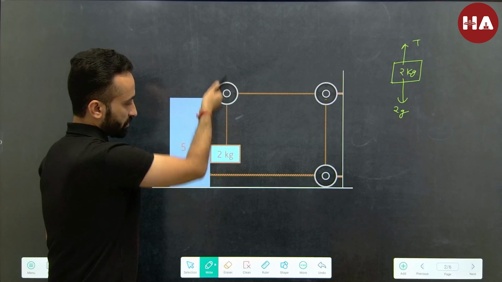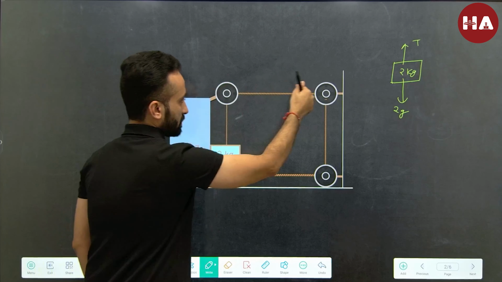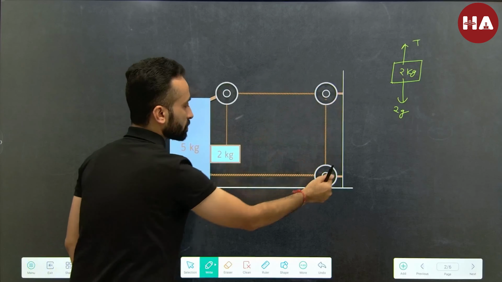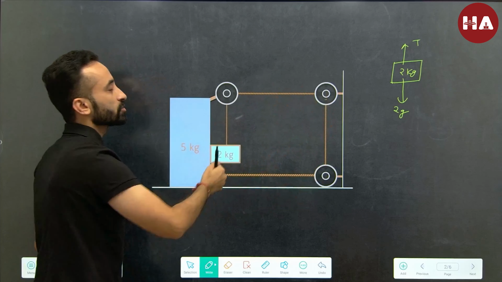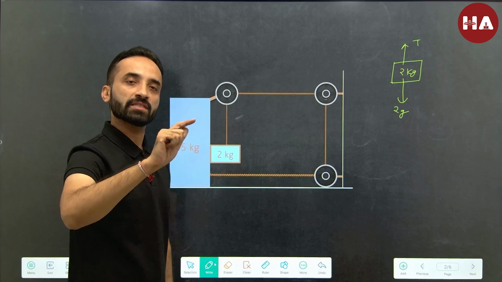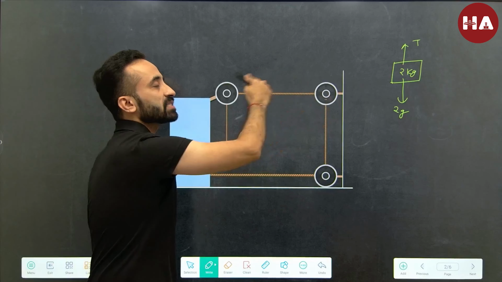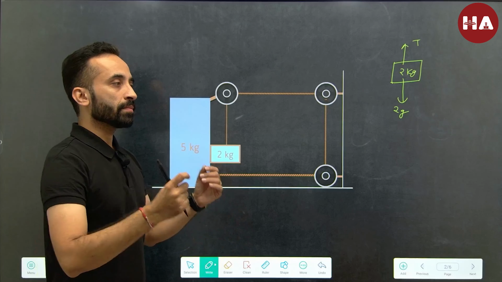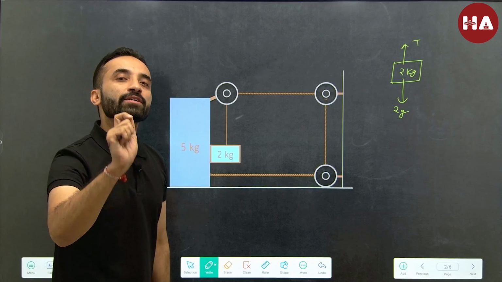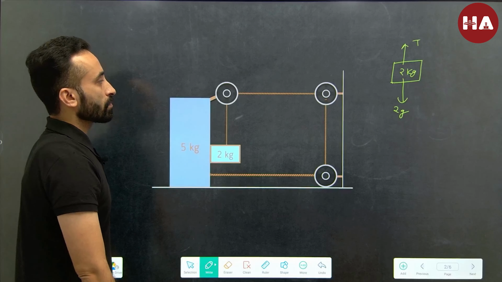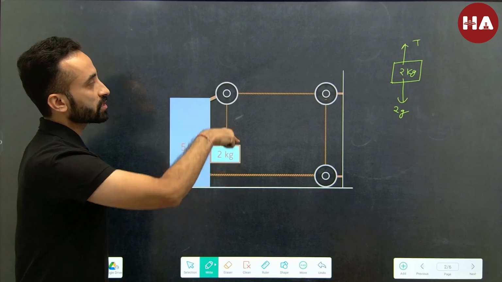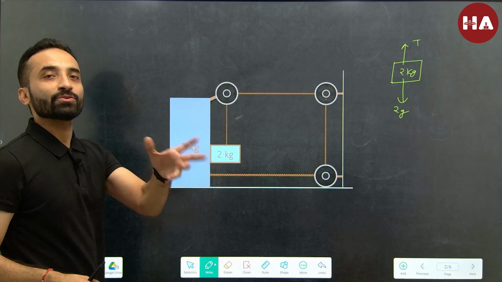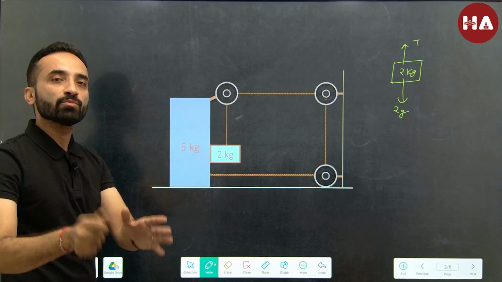So this string is going to pull, and you can clearly see that it is one string only. So this is entirely one string. So let's assume that the tension in the rope is T. It will be uniform, it will be the same throughout, it won't change. Why do I say so? Because we always assume the string to be massless. Okay. So you would say, fine, this is the force, this is the force. Is there any other force? For that you need to understand how this system is moving.